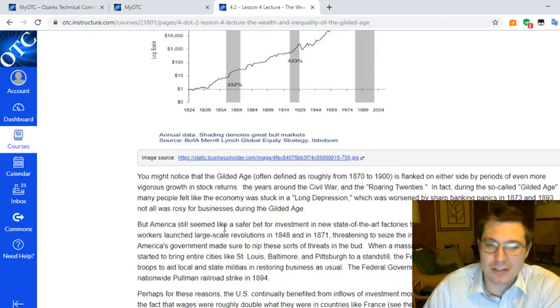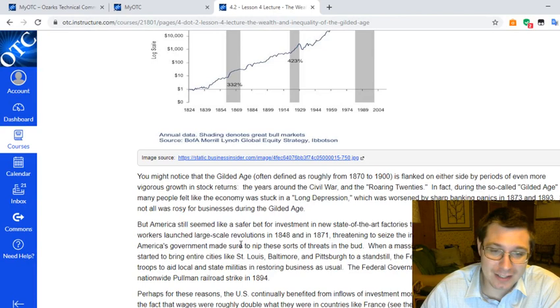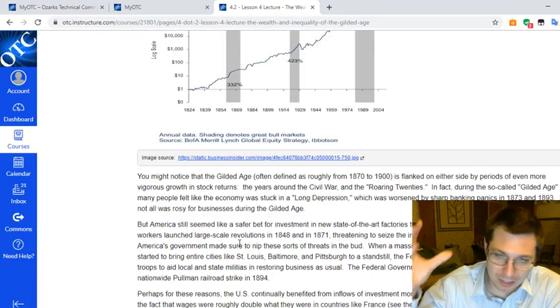But America still seemed like a safer bet for investment in new state-of-the-art factories than somewhere like France in Europe, where socialist workers launched large-scale revolutions in 1848 and in 1871, threatening to seize the investments of the wealthy in France. But America's government made sure to nip these sorts of threats in the bud before they could blossom into even bigger problems.